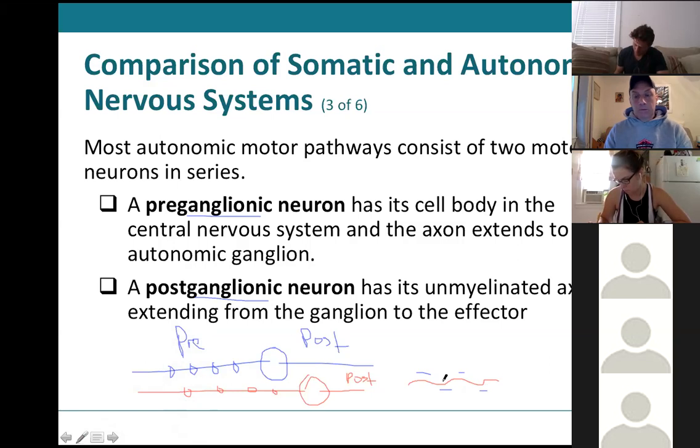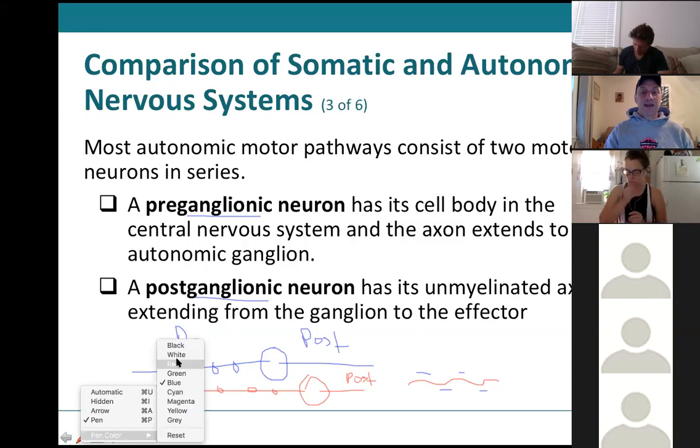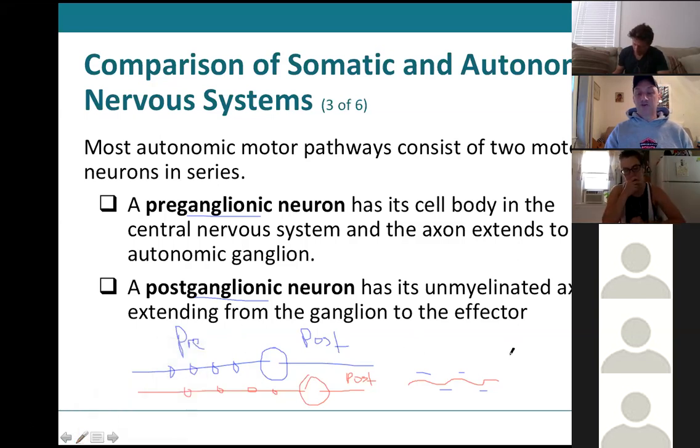Now that you got that seemingly trivial distinction, the more important thing to take away from this slide is that the autonomic nervous system has two motor neurons, the pre and the post, and these now need to target tissues. Remember I said, if they are antagonistic, it means they have to be similar tissues. And those tissues will always be glands. That's what these circles look like. It's supposed to be some sort of glandular structure.